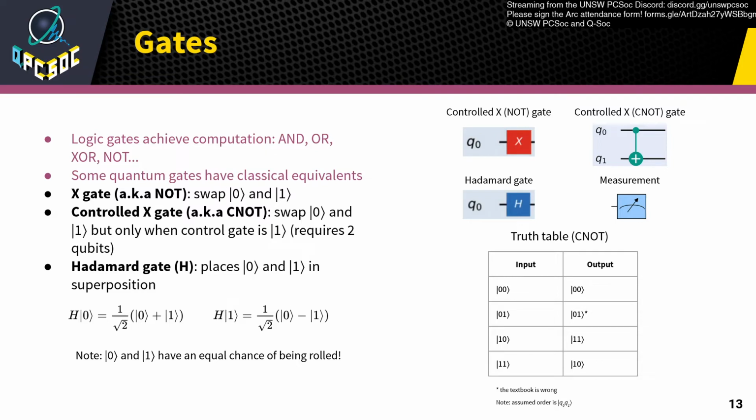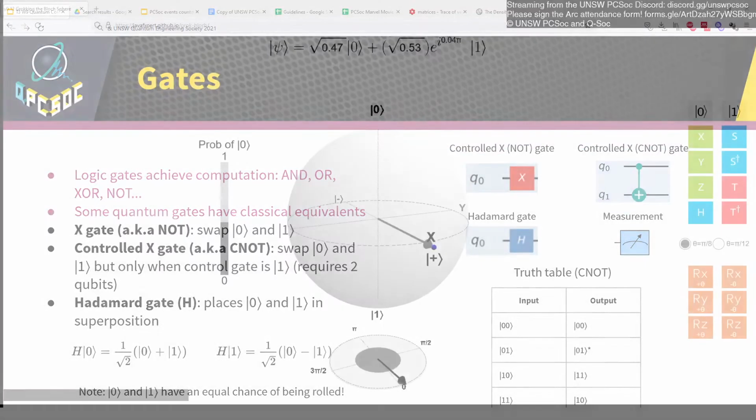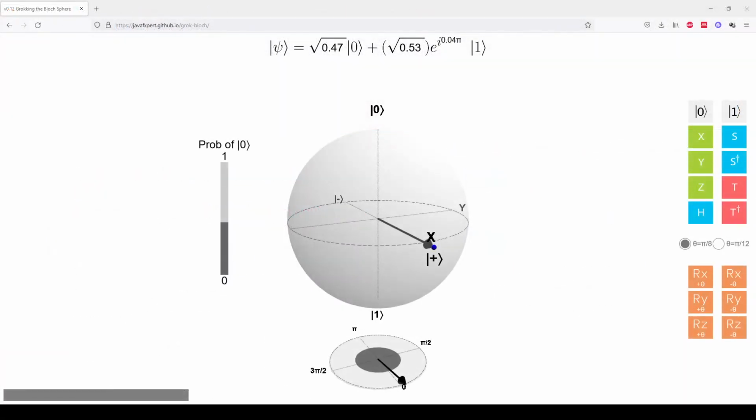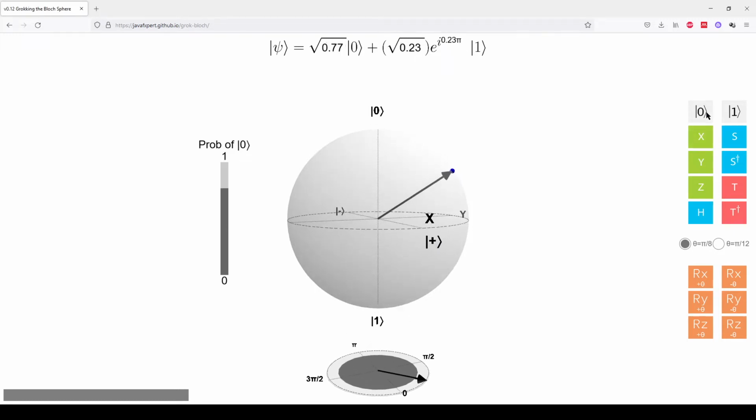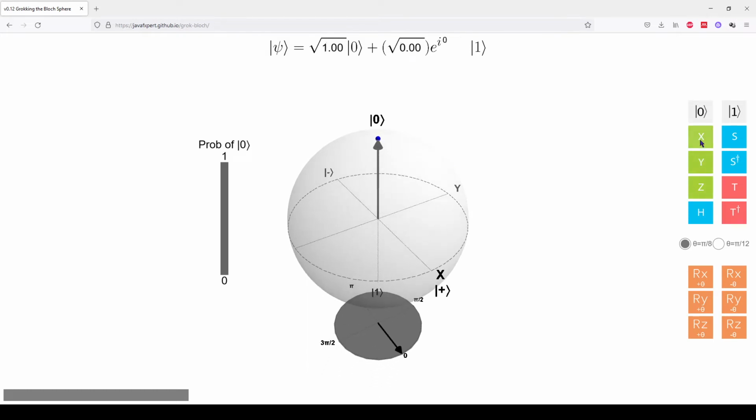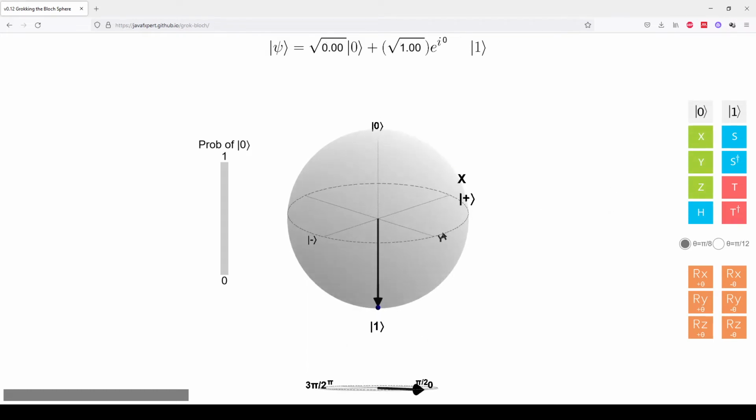Okay, so let's demonstrate using the Bloch sphere. Where's my Bloch sphere? So initially, the qubit is in 0 state. You apply an X gate, and it flips down here.